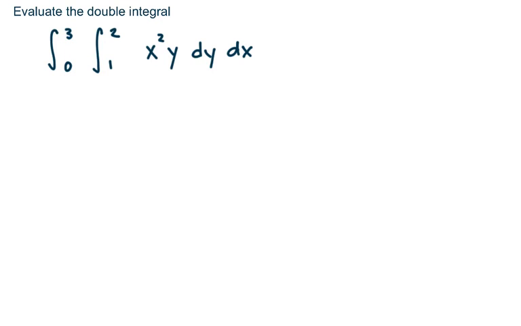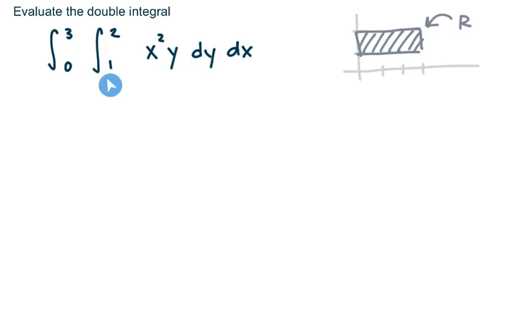So let's think about what this rectangular region or surface looks like. My x values go from 0 to 3. My y values are between 1 and 2. So this is our rectangular region right here. That is R. I'm getting that R from the bounds.